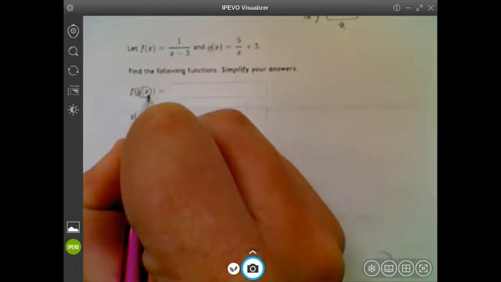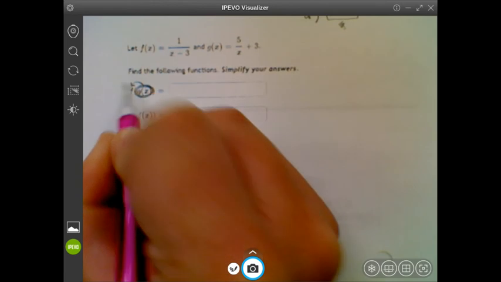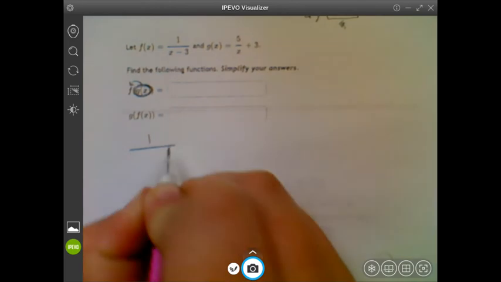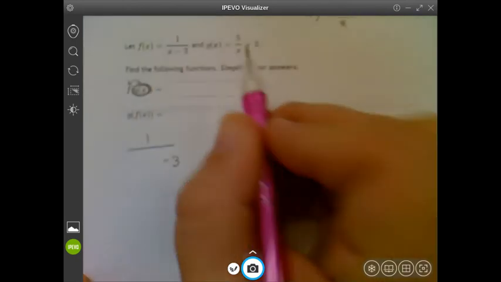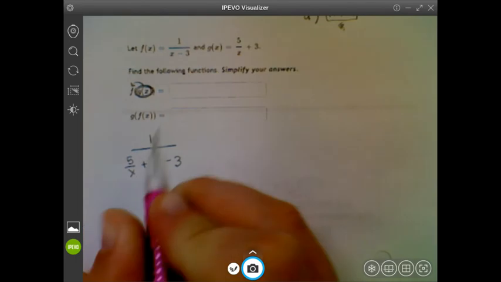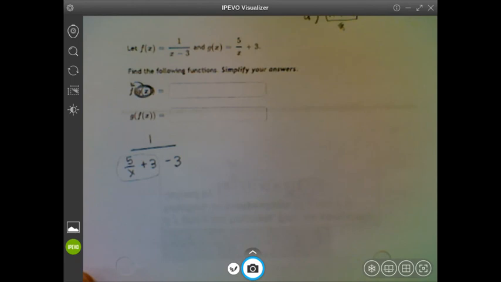So the first thing we're going to do is find f of g of x. So we're going to take g of x and plug it into the f function. So you're starting with your f function. That's your base. And wherever your x was, so it would have been right here, we're going to replace that with the entire g function. So that would be 5 over x plus 3. So this piece right here was the x that got replaced.